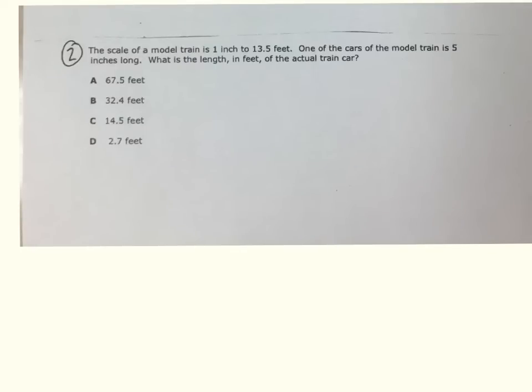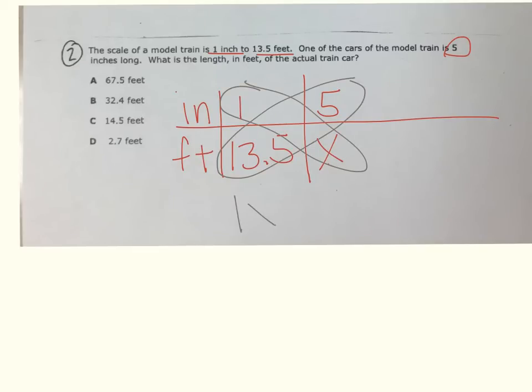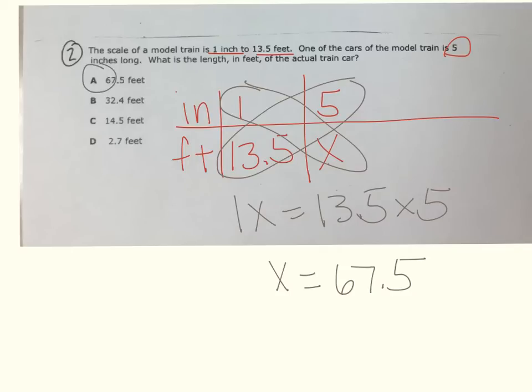Number 2. The scale of a model train is 1 inch to 13.5 feet. One of the cars of the model train is 5 inches long. What is the length in feet of the actual train car? So we are comparing inches to feet. I'm going to make my proportion table to compare inches to feet. 1 inch is 13.5 feet. So 5 inches is how many feet? This is a simple multiplication problem here because you would multiply 1x. So 1x equals 13.5 times 5. So x equals 67.5. So A is the answer.